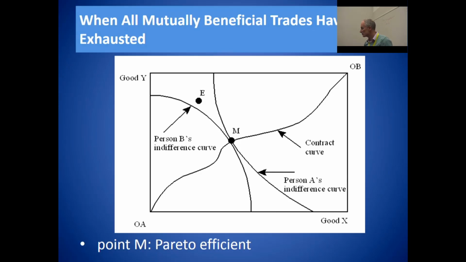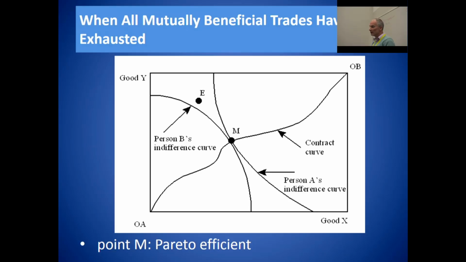Exactly the same for person B. He can be made better off if we move to the left or below point M. That's what moves him onto a more preferred indifference curve. But if we do that to person B, what happens to person A? He would move on to a lower indifference curve. So, whatever happens, if we move from point M, the only way we can make one of them better off is at the expense of the other. Hence, point M is Pareto efficient. That was our first wording.